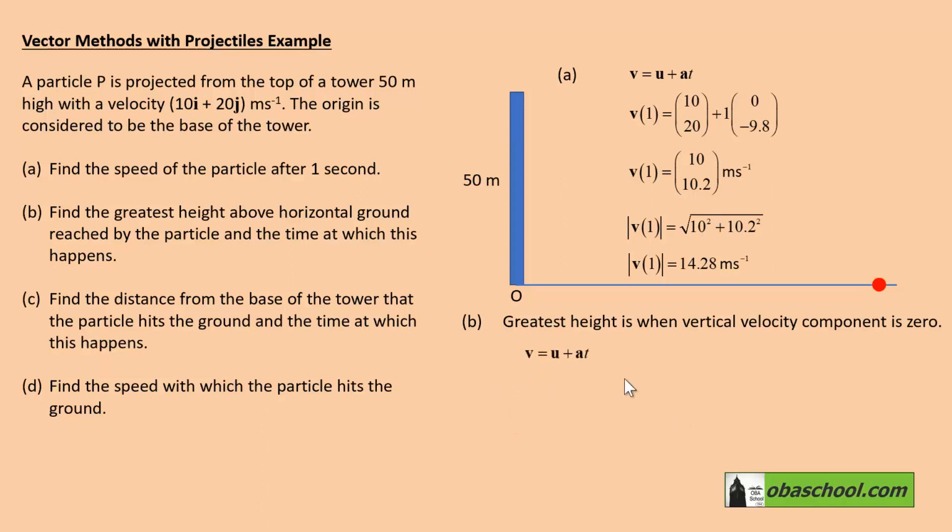So let's use v = u + at. So v is going to be (10, 20) plus t times (0, -9.8). If we want the vertical component to be 0, then 0 is going to be 20 take away 9.8t. So 9.8t = 20. t is 20 divided by 9.8, which is 2.04 seconds, correct to 2 decimal places, although I'll use the whole calculator display in subsequent calculation.